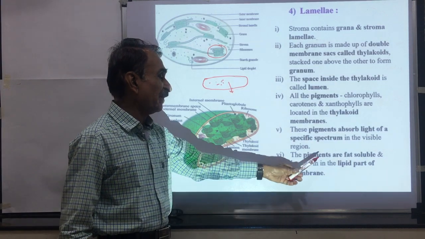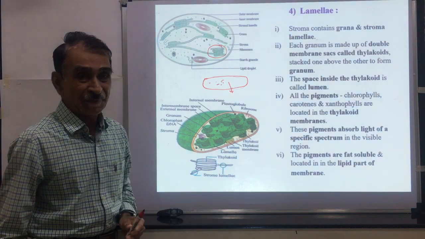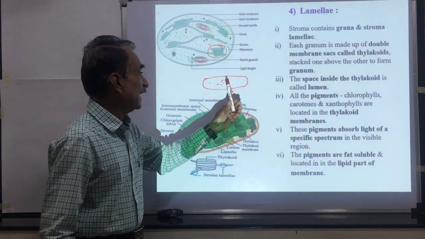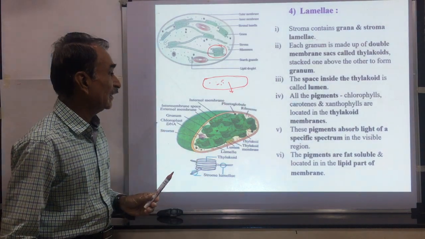The pigments are fat soluble and are located in the lipid part of the membrane.